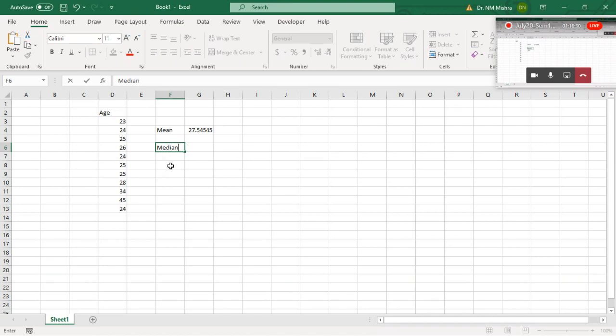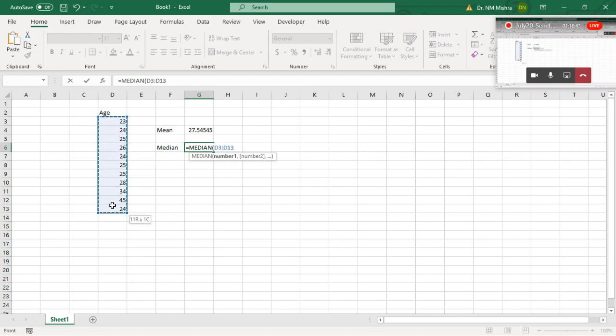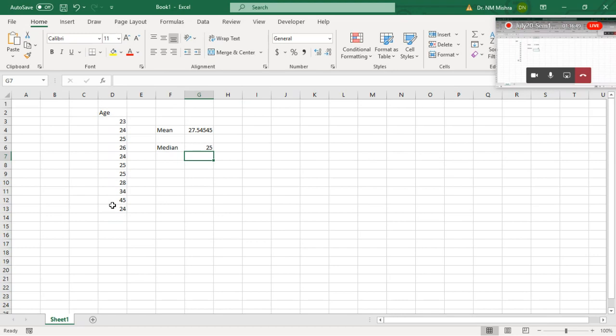Now I'm going to find out the median of this data set. I have written an equal to sign, then the median function. MEDIAN is a function here. All of you please note down. Select the entire data set. Here we have a limited data set. If you have a big data set, you select it and press enter, and you will get the median. So 25 is the median.